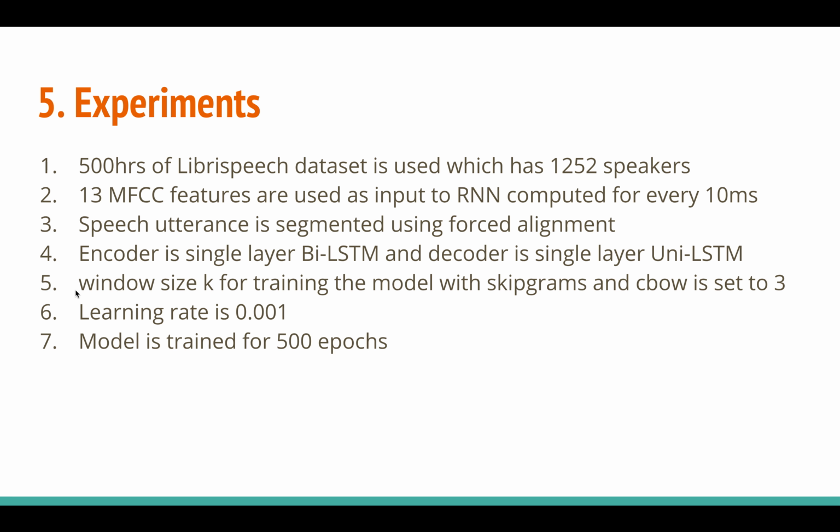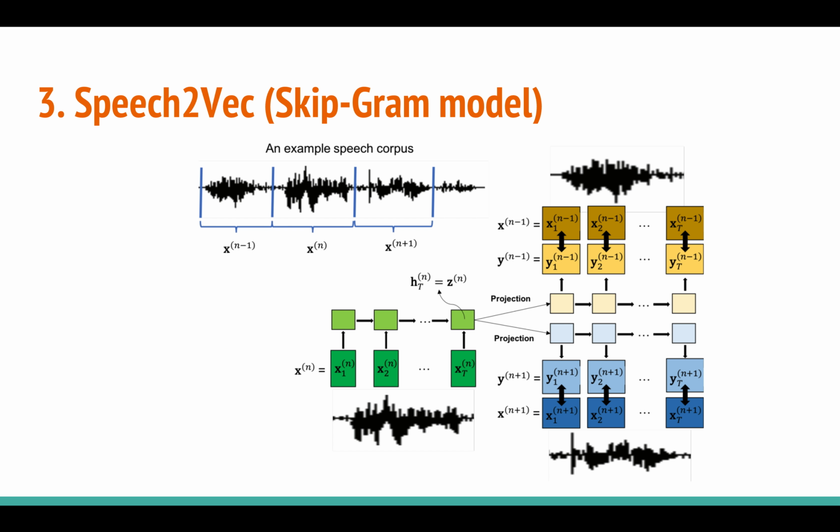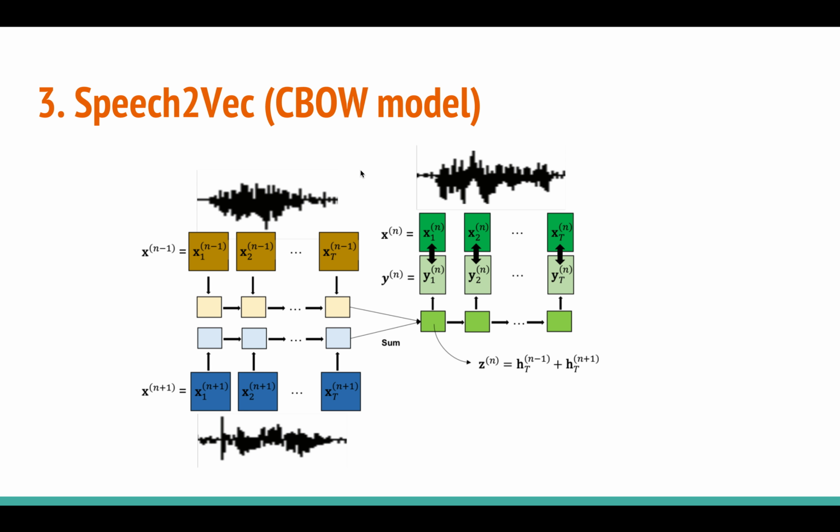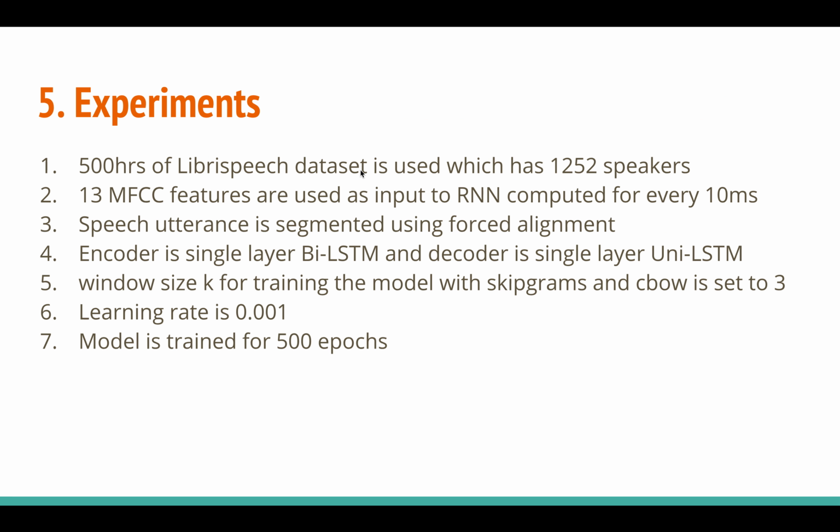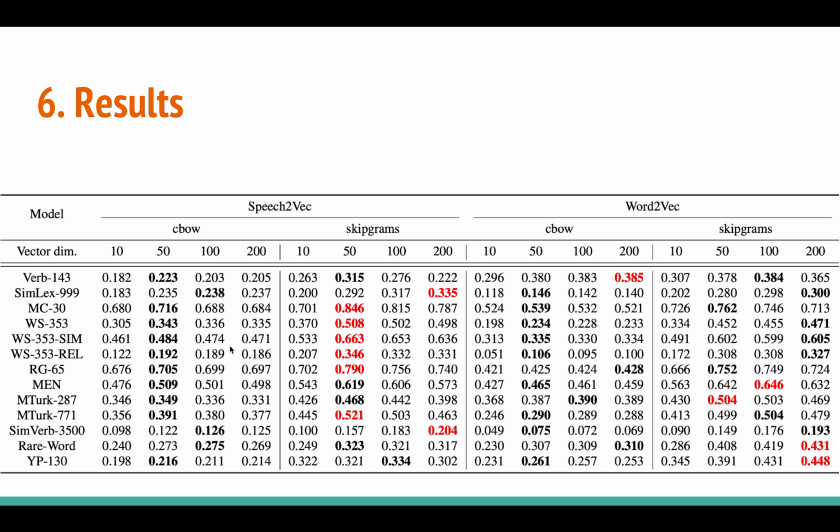And for point number 5, I'm not completely sure. They are saying window size k is 3. I'm not sure if they mean the number of words they are trying to predict is 3, or if they are considering this entire window size as 3. Maybe when they say window size k is 3, they mean the total number of words is 3. Not completely sure about that. So the learning rate is 0.01, and the model is trained for 500 epochs.